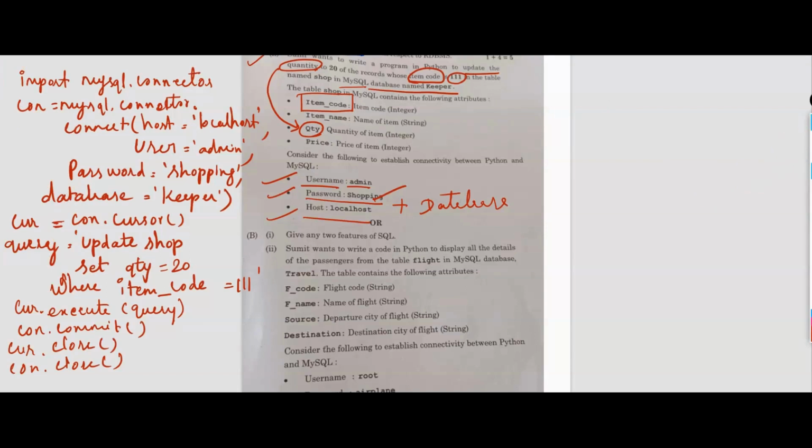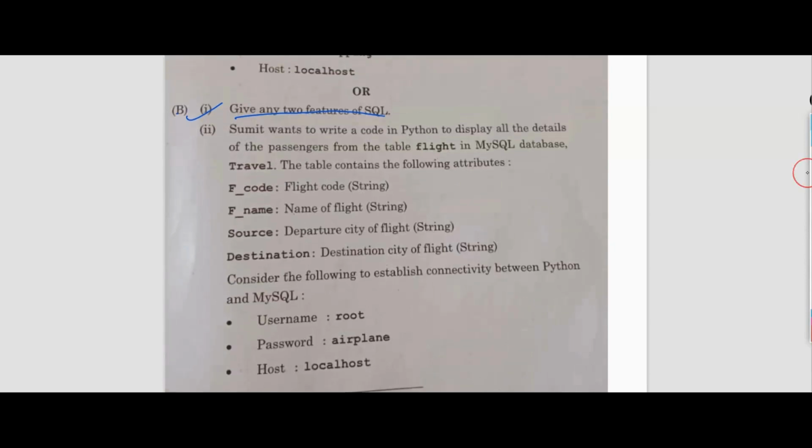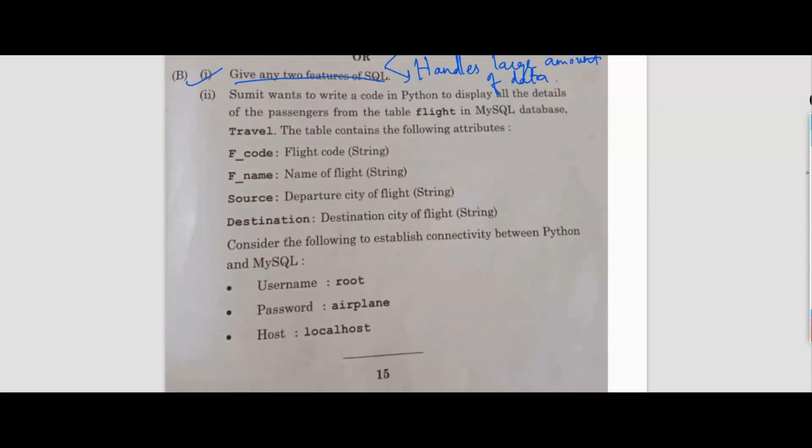Let us move on to the next question in detail. So let us move on to the next part of the question under the 35. Let us read the first subdivision under B: give any two features of SQL. A main important feature of SQL is security, and another one is that it handles a large amount of data. These are very easy questions. Let us move on to the next question.